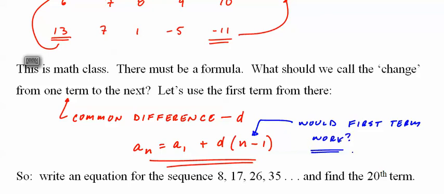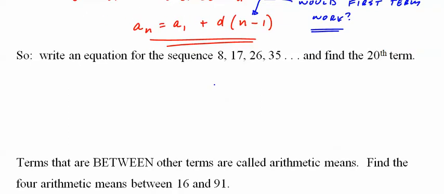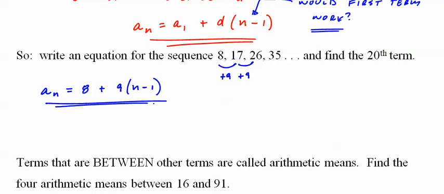So that's really about it. So let's write an equation for the sequence. Going up by 9, I like to check 2. You don't have to check after that unless somebody screwed up. And you will say this is equal to the first term, 8 plus 9 times n minus 1. That is an equation for the sequence.